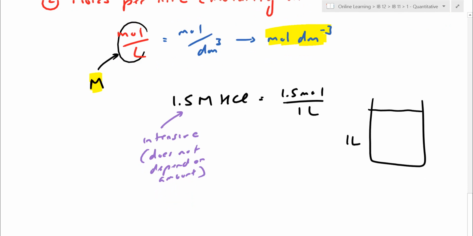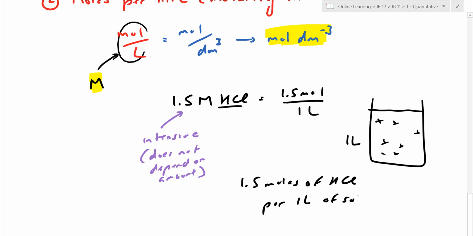So for every 1 liter, there should be 1.5 moles worth of the chemical right beside it, which is what they're giving you here. That means there are 1.5 moles of HCl dissolved per 1 liter of solution. And you'll notice I've changed the language a little bit here.